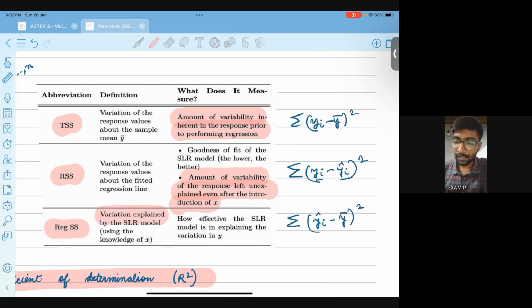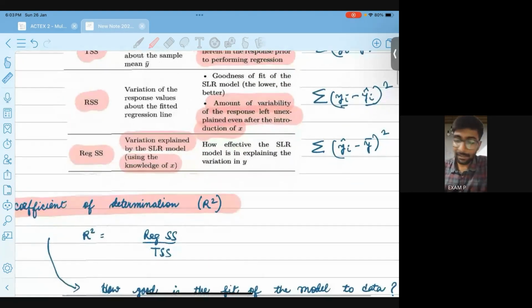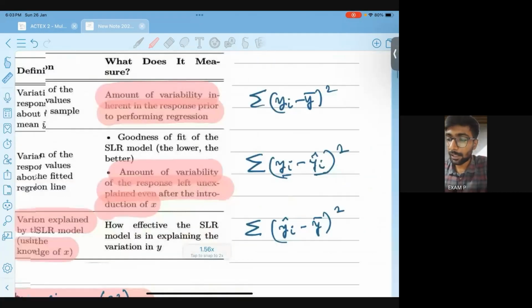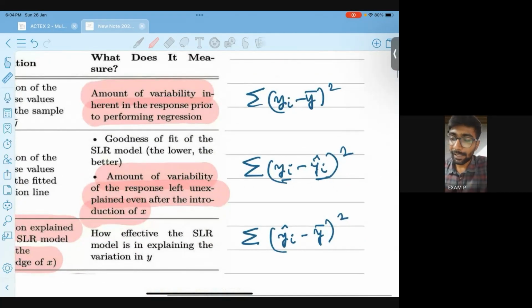So it's the variation explained by the simple linear model using whatever information you get from the predictor X. Once you have these values from the sample, you can use these different expressions to calculate TSS, RSS, and regression sum of squares.